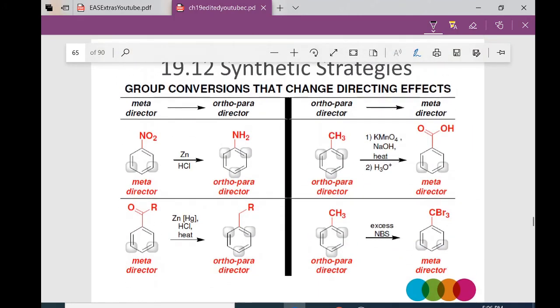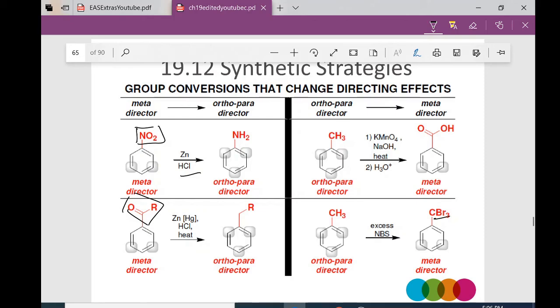So we've seen all of these reactions. If we have a nitro group, we can get an amine simply by reduction with zinc and HCl. If we have an acyl group, we can get an alkyl group with zinc and HCl. If we have a methyl group, we can get an acid with an oxidizing agent. If we have a methyl group, we can get a tribromo with, say, something like NBS. Okay, because this is the benzylic position.